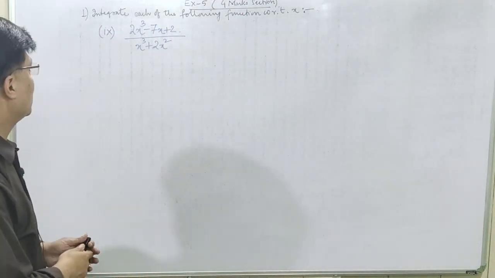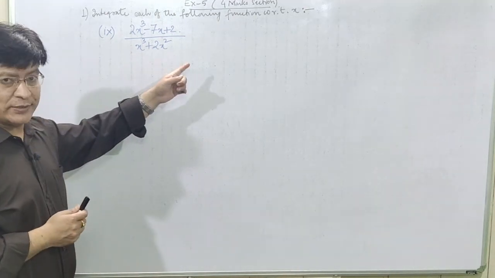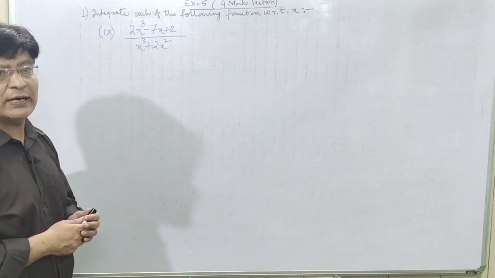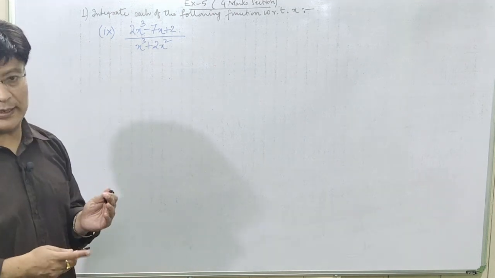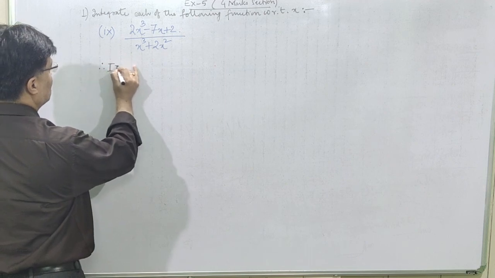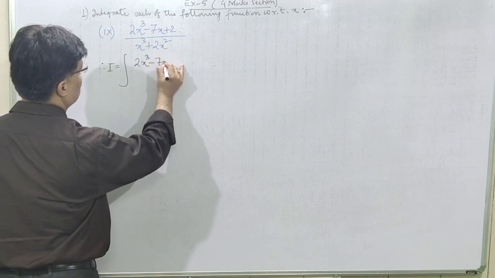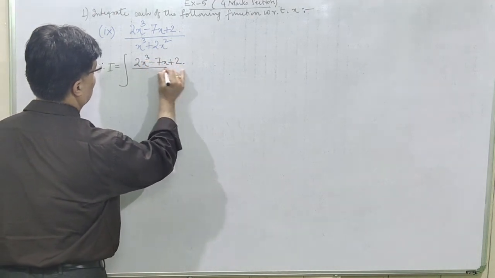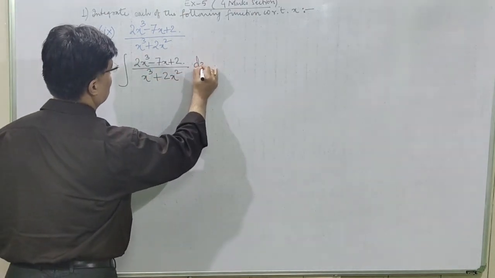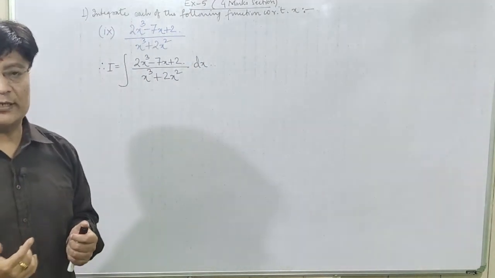So now we'll do the next question, that is question number 9. So you have to integrate this function with respect to x. The given function is 2x cubed minus 7x plus 2 whole divided by x cubed plus 2x square. So let us write I is equal to integration of 2x cubed minus 7x plus 2 divided by x cubed plus 2x squared, with respect to x, that is your dx. Now let's integrate this function with respect to x.